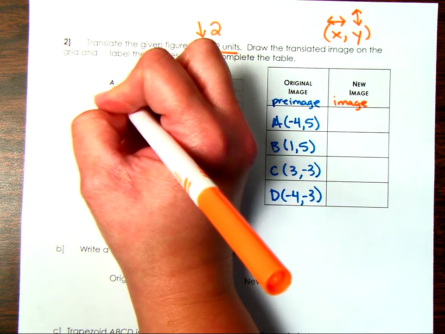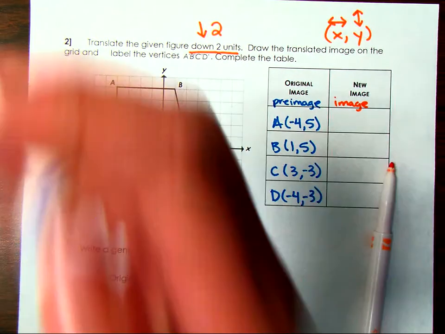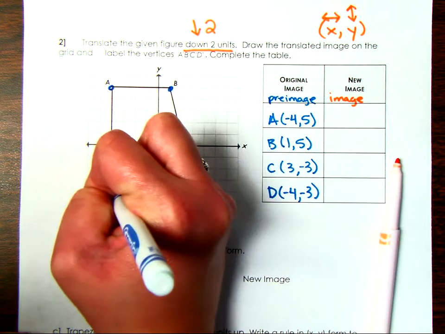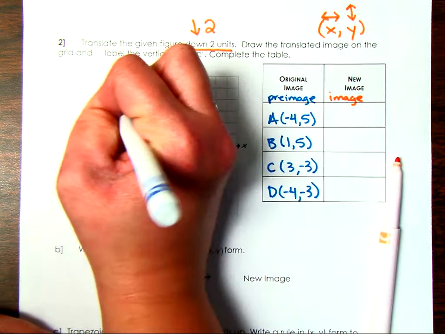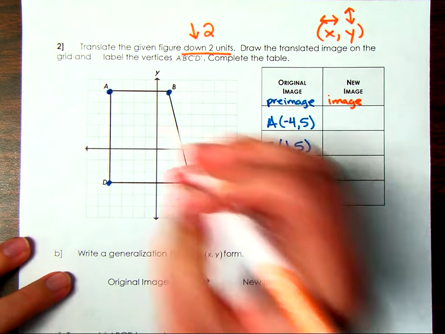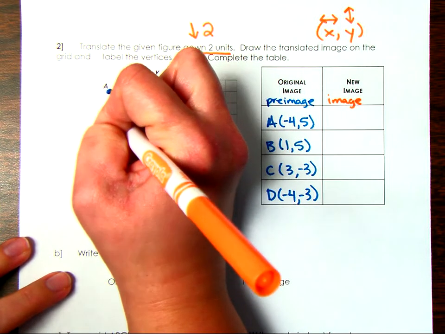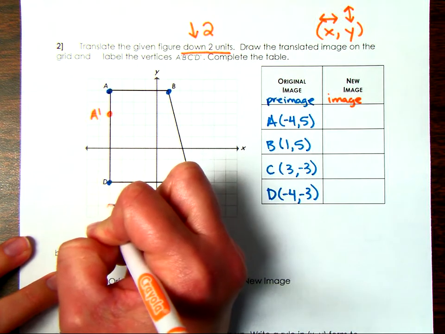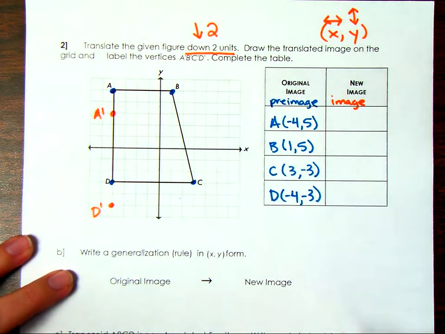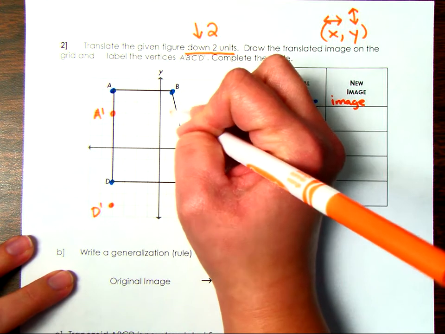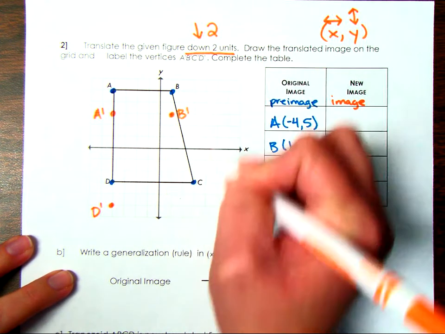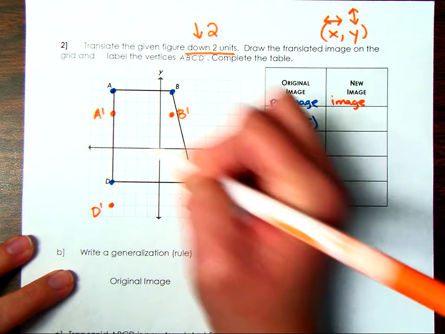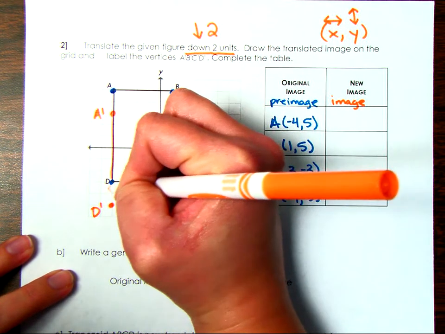So here's my original ordered pair for A, and we've already put these ordered pairs in the table to the right. We're going to move 2 units down. So from here, 1, 2 units down is A prime. D, 1, 2 units down, D prime. B, 1, 2 units down, B prime. C, 2 units down, 1, 2, that's C prime. Make my trapezoid.